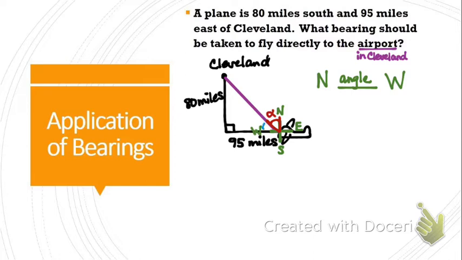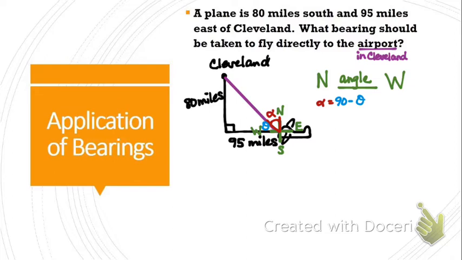So I'm going to call this one down here theta. You guys okay with that? We're going to find theta, and then we're going to do 90 minus theta. So alpha is equal to 90 minus theta.